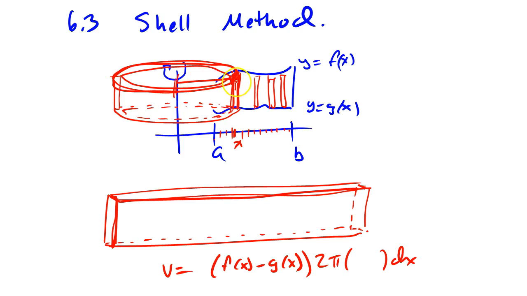Well, the x value on the right side is x. If I'm rotating around the y-axis, the x value on the left side is 0. So x minus 0 is the radius of that shell. 2 pi times that is the distance. This length here is 2 pi times x. The height is f of x minus g of x. The thickness is dx, and the volume of that shell is all of this.